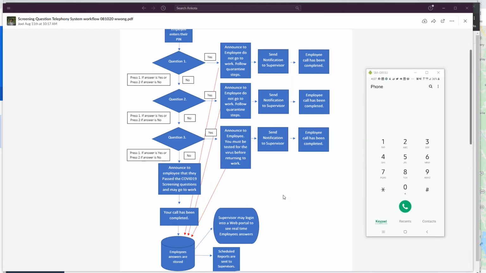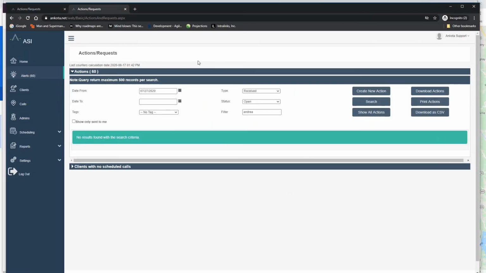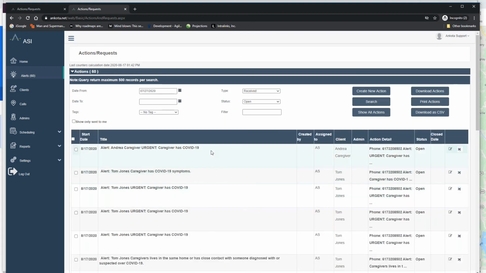Then I'm just going to show one screen in the system as well. This is an alert screen, and based on the calls that were made today by a certain caregiver, we can search and see how the results are escalated here. You can tell that we were testing with two different caregivers, Tom Jones and Andrea Caregiver. Based on which question they answer, there's always going to be an alert to a supervisory person, saying which of the conditions caused there to be an alert or an alarm.